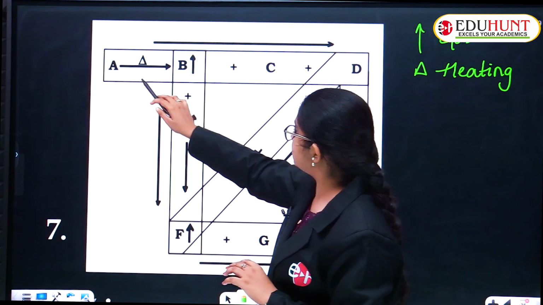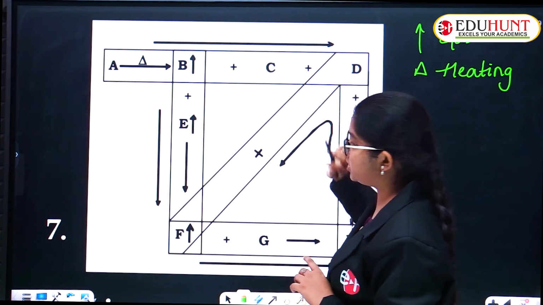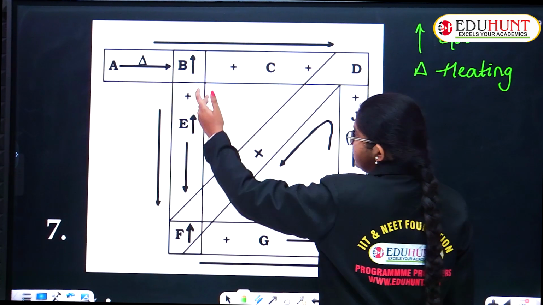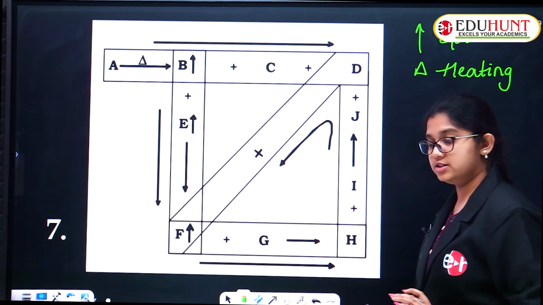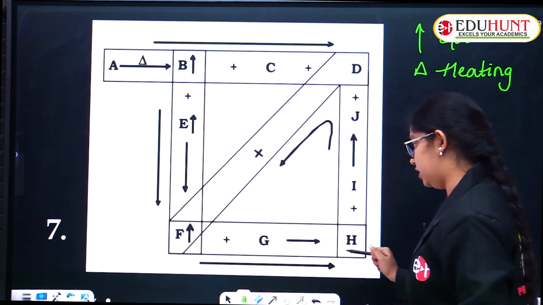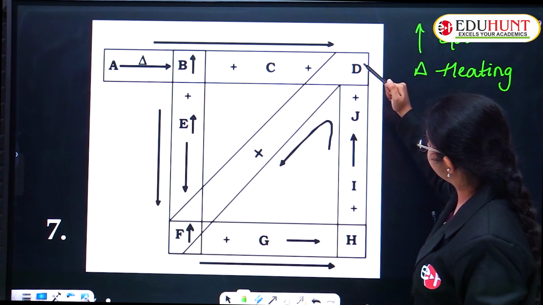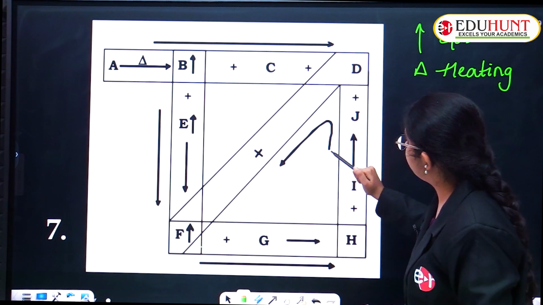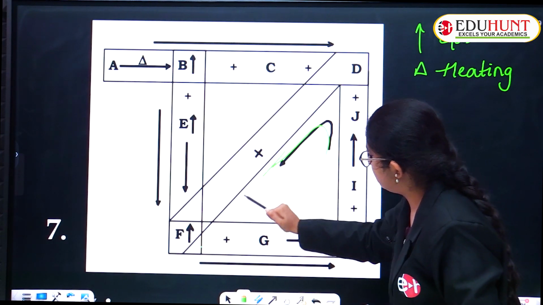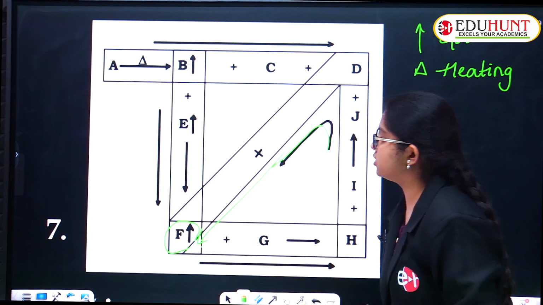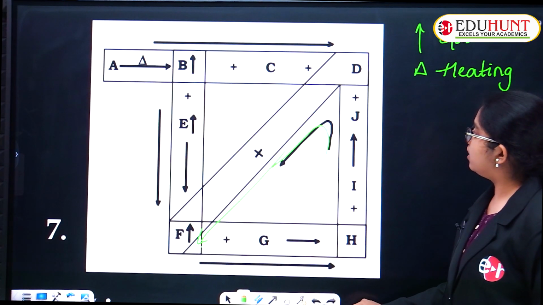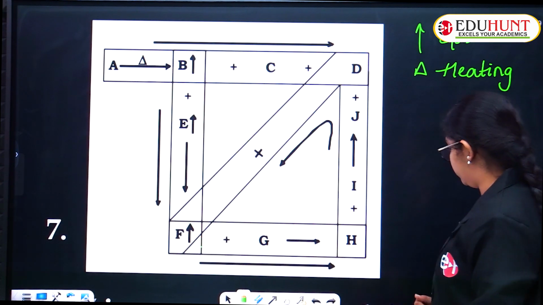See, first the equation is like this: A gives rise to B plus C plus D, and next B plus E gives rise to F, and after that F plus G gives rise to H. After that H plus I gives rise to J plus D plus F. The equation is like this. Did you observe this? The arrow mark up to F is also included. So this is all about the question for you.